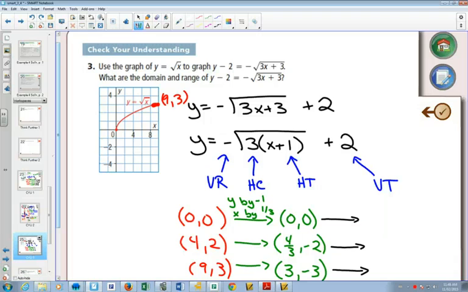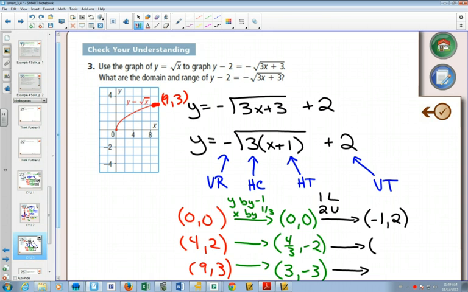Now I can do my translations together. We're going 1 left, 2 up. Fraction there. How do I go 1 left from 4/3? Close. You went one right. That would have been, but the right idea. What did you do?